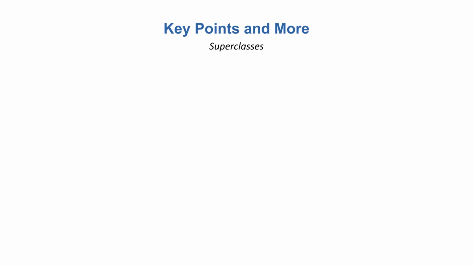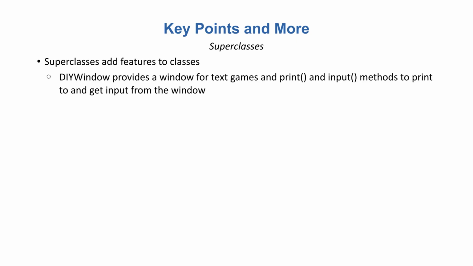Key points and more. Superclasses. Use a superclass to allow your class to use all the features available in that superclass. For example, any class that uses DIYWindow as its superclass will create a text window when the program is run. You may use print and input methods provided by DIYWindow to print and to get input from that text window. We'll introduce the input method in Project 3, Name Game.